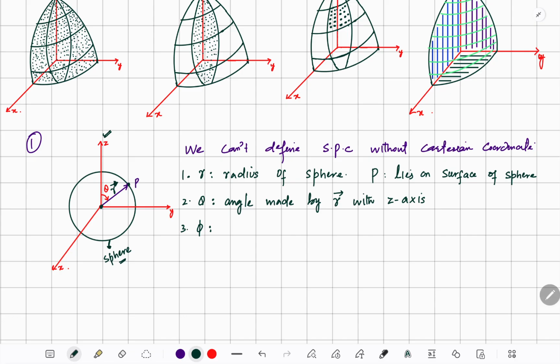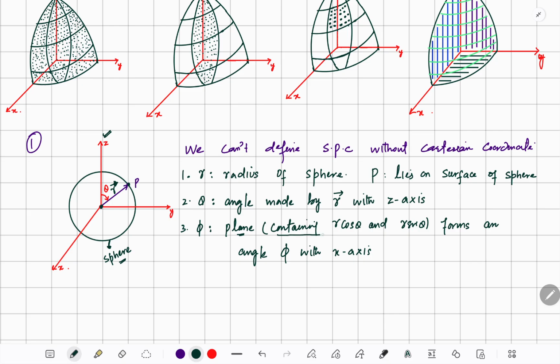So basically, I'll first write what is phi, then we'll understand what is phi. It is actually a plane. It is a plane containing r cos theta and r sin theta. The plane forms an angle phi with the x-axis. So this point is very important.